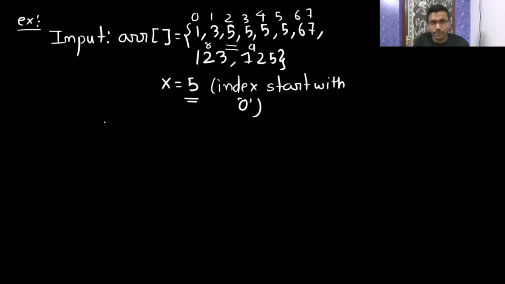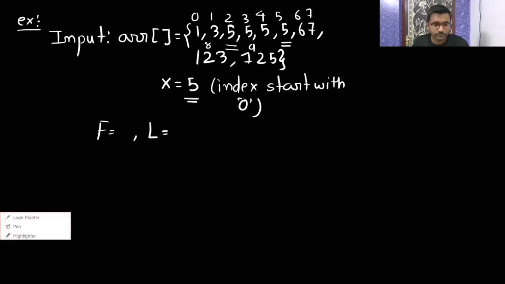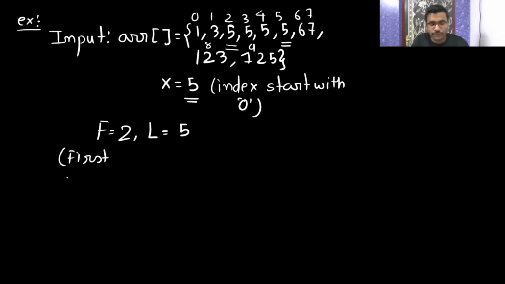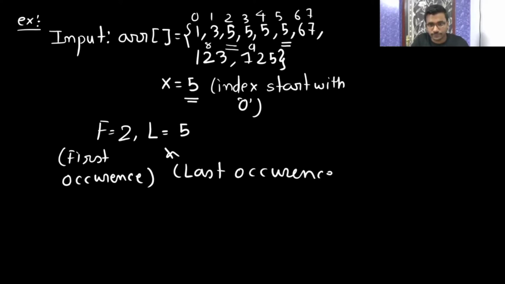So you have to find the first and last index of the element 5. The first index is going to be 2, and the last index is going to be 5. So this is the first occurrence of 5, and this is the last occurrence. So 2 and 5.